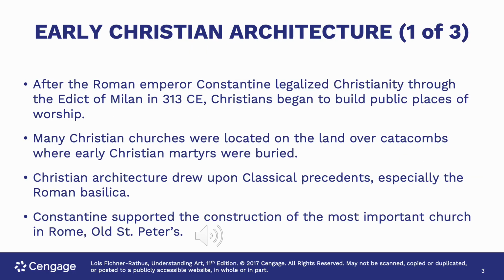When Constantine the Great legalized Christianity in 313 CE through the Edict of Milan, Christians could finally build public places of worship. Many early churches were constructed over catacombs where early martyrs had been buried. Christian architects adapted the Roman basilica, a public gathering hall, as the basic church design.